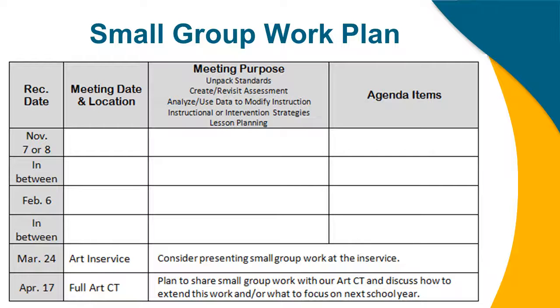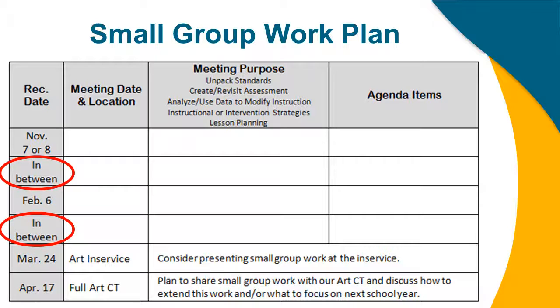With these process steps in mind, small groups should work together to develop a plan and document that plan on the small group work plan form. The form includes the scheduled dates for recommended Art CT meetings and small group meetings, including November 7th or 8th, February 6th, and April 17th. But keep in mind that CTs and small groups are welcome to schedule alternate dates and times to meet the needs of the members.